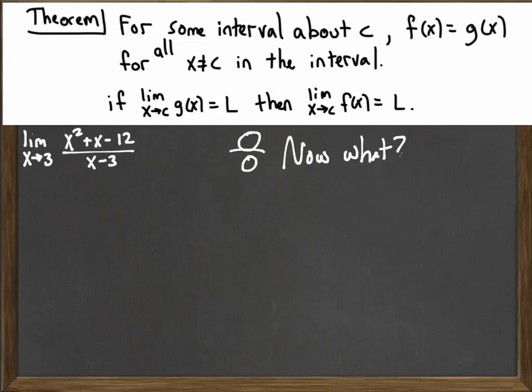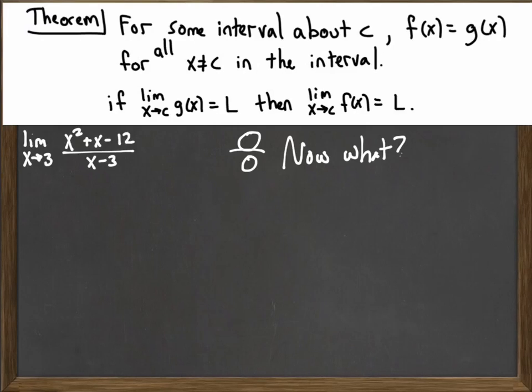Because our division rule for limits said we could just evaluate the top and bottom as long as the bottom's not 0. Or with rational functions, every rational function, we can just evaluate them as long as the bottom isn't 0. But now the bottom is 0. And so how do we handle this scenario? How do we handle this situation? Well, that's where this theorem steps in.